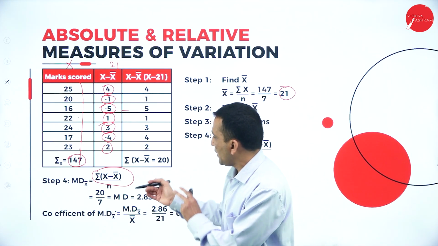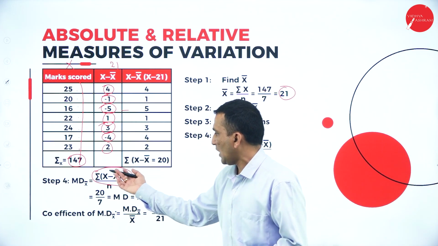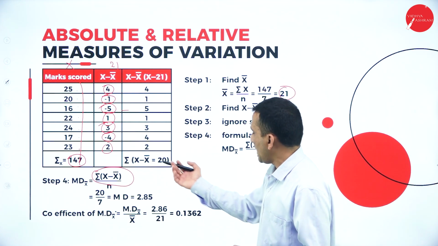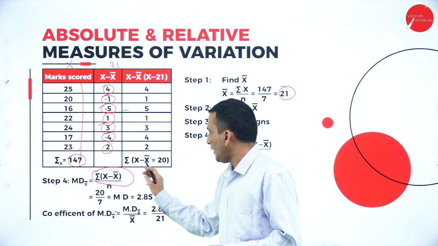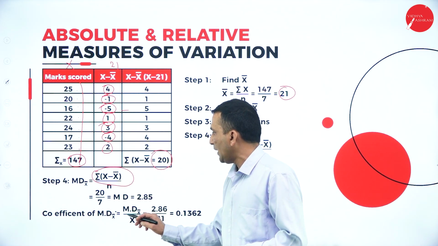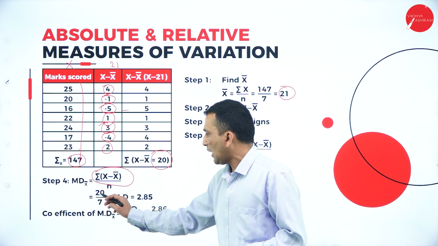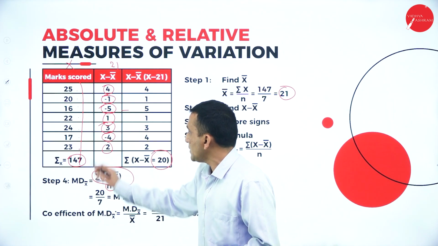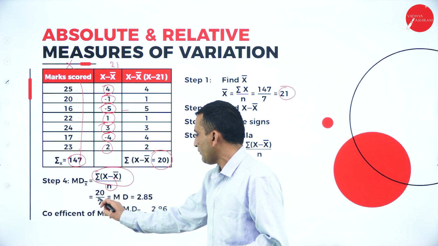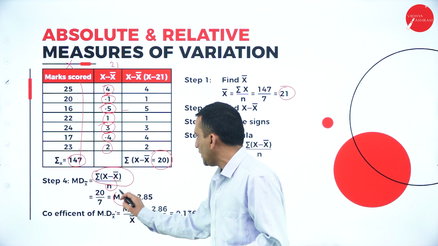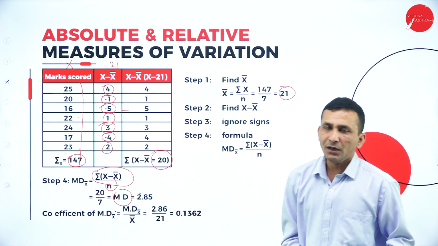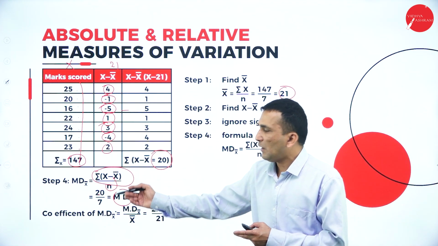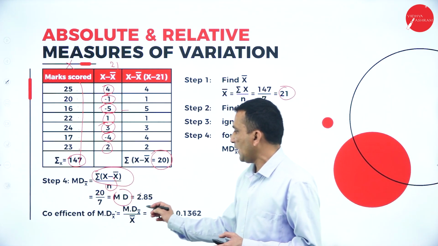Now we are able to solve the formula, because the formula has sigma |x minus x bar| divided by n. After taking this total we are getting 20. So in the numerator I am writing 20. In the denominator, the number of observations given is 7 items. So after simplification, the mean deviation I am getting is 2.85.